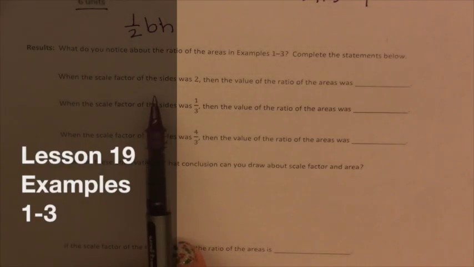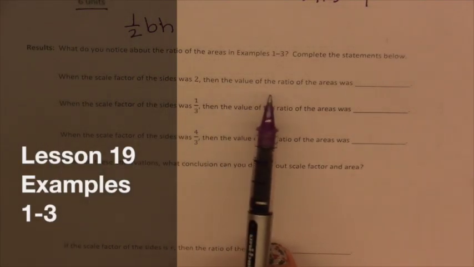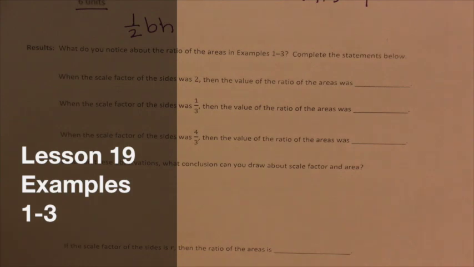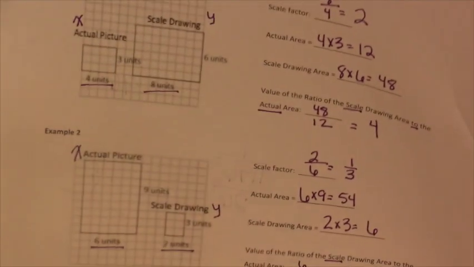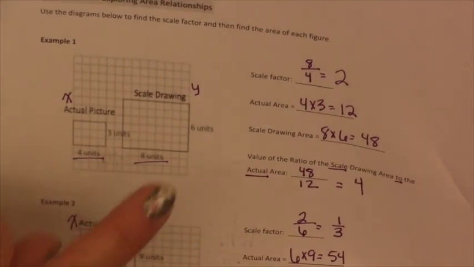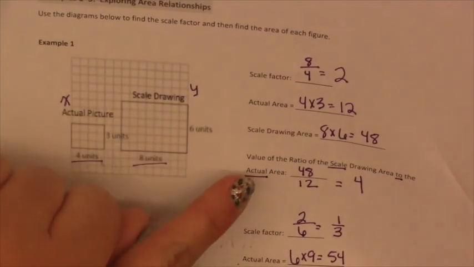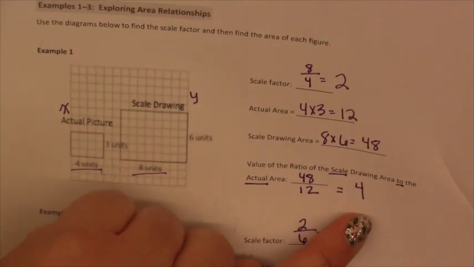When the scale factor of the sides was 2, then the value of the ratio of the areas was... So for this one, we need to go back to our example 1. So when the scale factor was 2, the actual area ratio was 4.